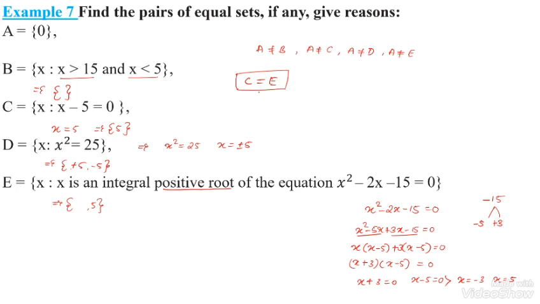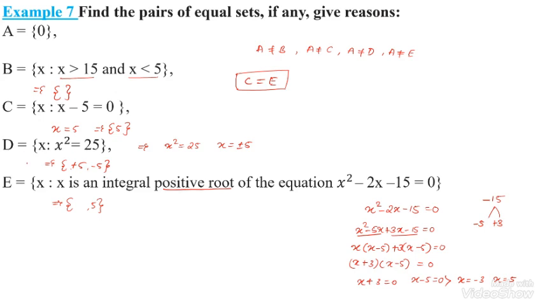Now, let's move on to the next example. Here, while taking this one, E is also not a set. D and E are not equal sets, and C, D is also not equal sets. Only the pair of equal sets are C and E.